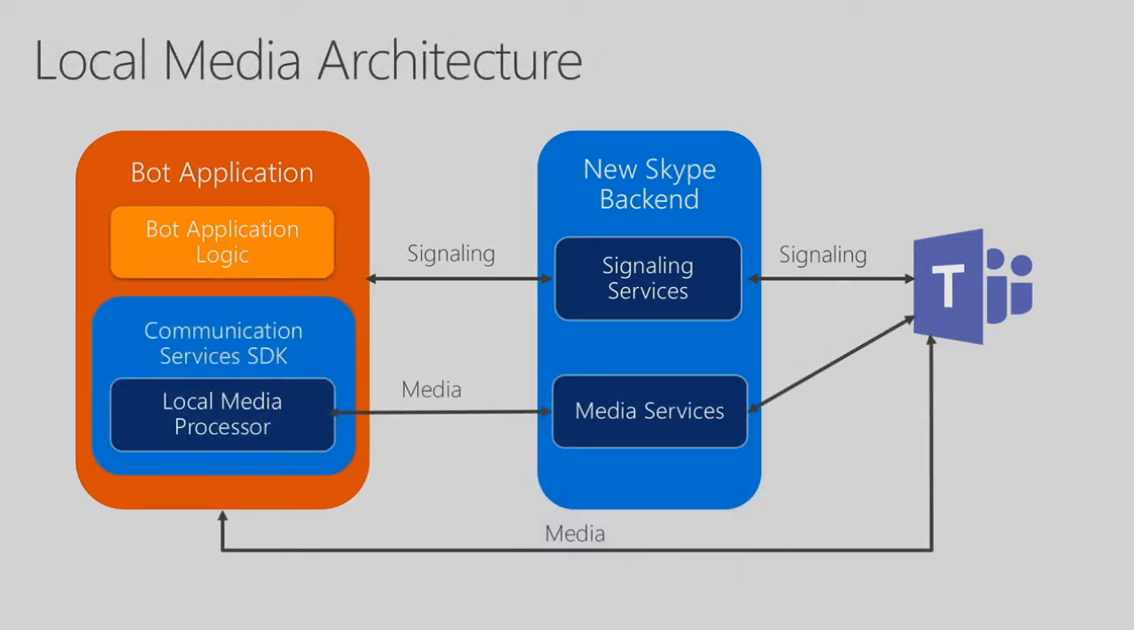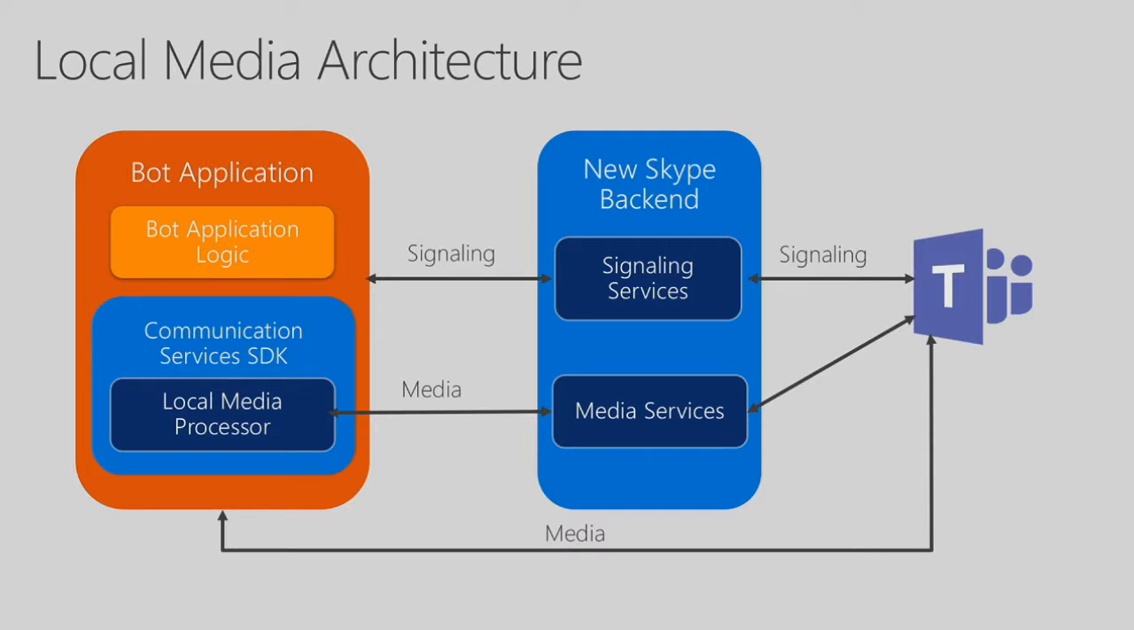Local media architecture, on the other hand, is slightly different because you are actually terminating or getting the media all the way locally and making modifications to it. Like we just saw, as the commands were played, the media was changing color, or the video was changing color for a similar scenario. In this case, your communication services SDK actually has a local media processor, and you are doing a whole bunch of media processing locally.